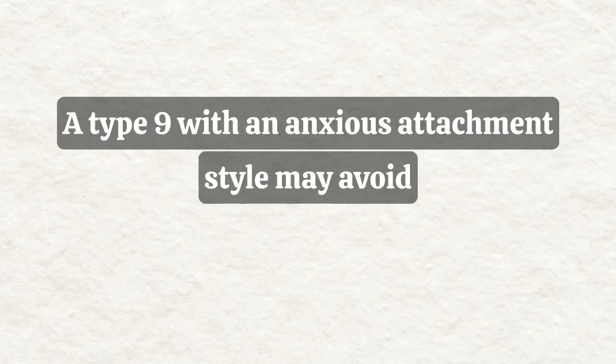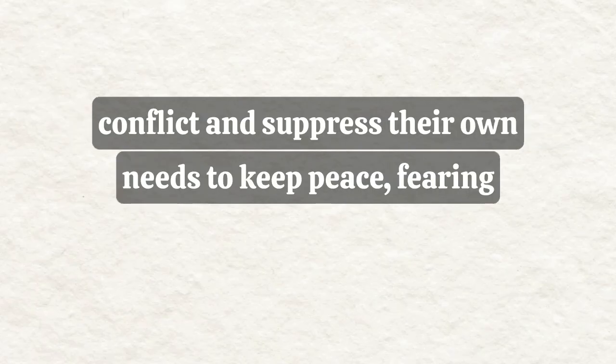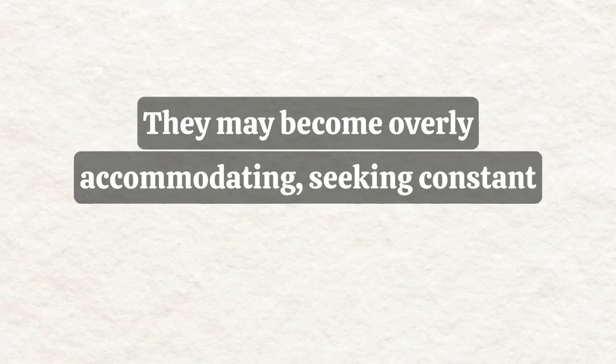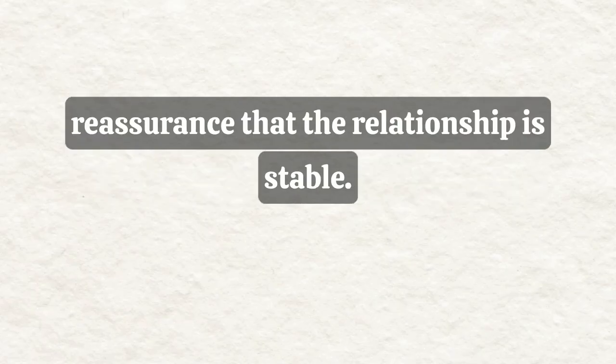A type 9 with an anxious attachment style may avoid conflict and suppress their own needs to keep the peace, fearing their partner will abandon them if there is tension. They may become overly accommodating, seeking constant reassurance that the relationship is stable.